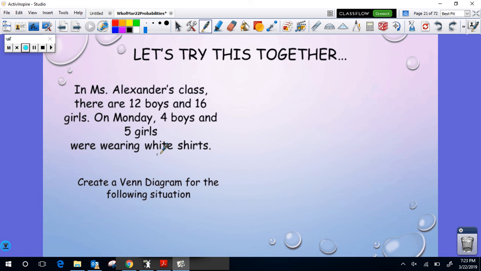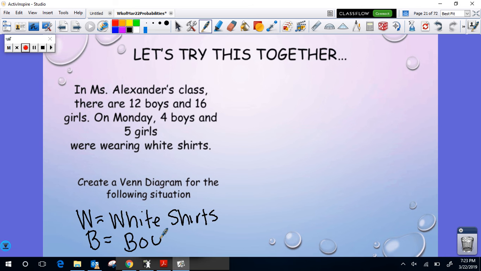So here I have a situation going on in Miss Alexander's classroom. There are 12 boys and 16 girls. On Monday, 4 boys and 5 girls were wearing white shirts. I'm going to go ahead and identify my events here. I should have done that when I made it. So we're going to say W is white shirts. I'm going to look at this from the standpoint of boys. So B is boys. These are the two things that I'm comparing here.